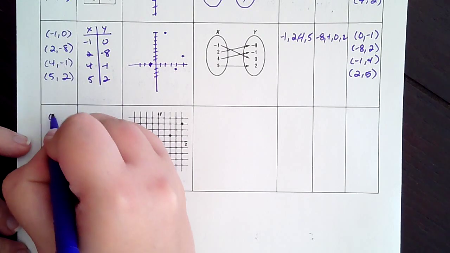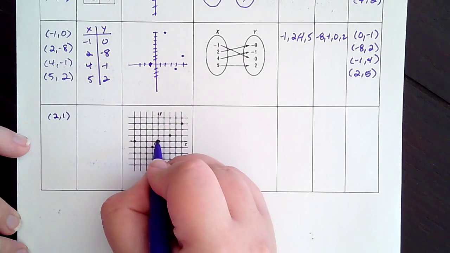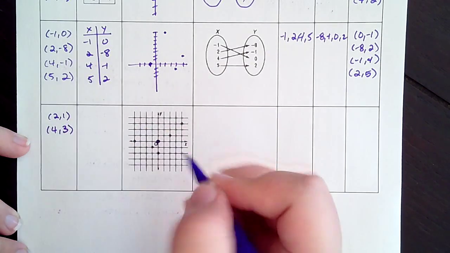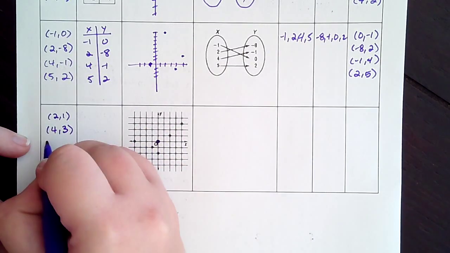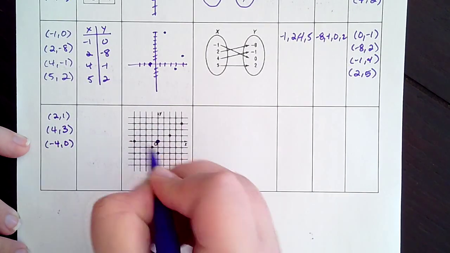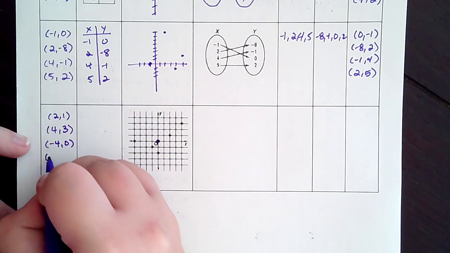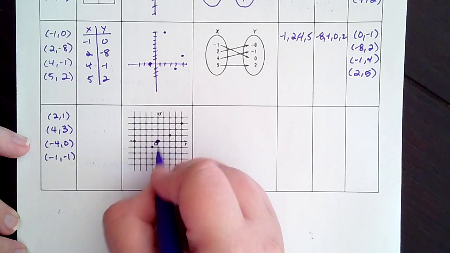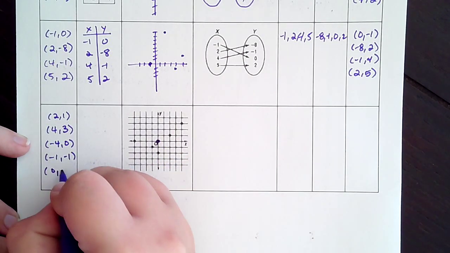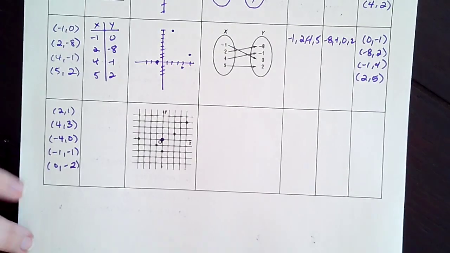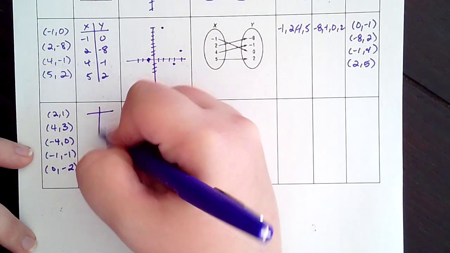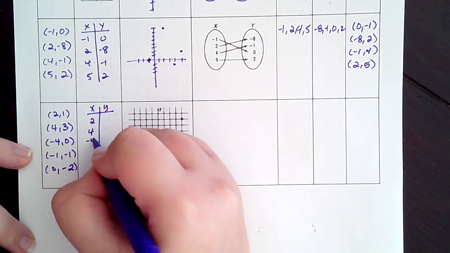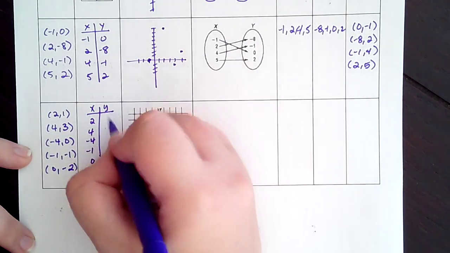2 comma 1, 4 comma 3, negative 4 comma 0, negative 1, negative 1, 0, negative 2. Alright, table: 2, 4, negative 4, negative 1, 0.